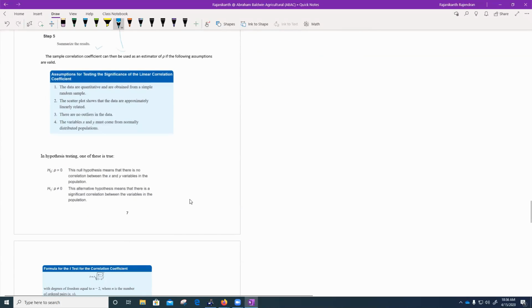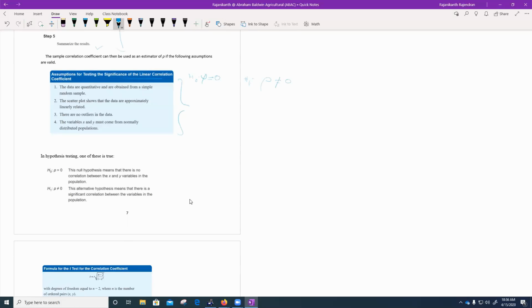So these are the assumptions we use for testing the significance. We are checking whether my population correlation has no relationship, versus my alternate, not zero. So these are my two hypotheses, the null and the alternate hypothesis. Now these are the assumptions we use.